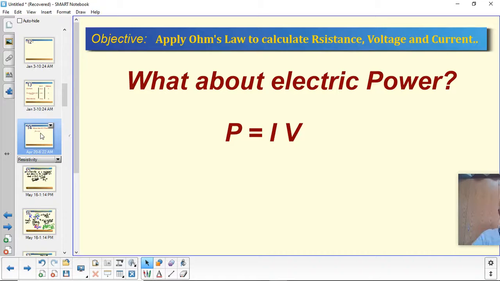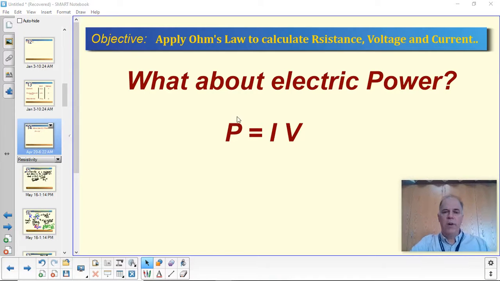Okay, finally, that brings us to electric power. I'm just going to start off here with the equation. This is for electrical power, P equals IV. And I'm going to go to the clipboard here for a minute because it's just a little bit faster than putting the stuff on slides.